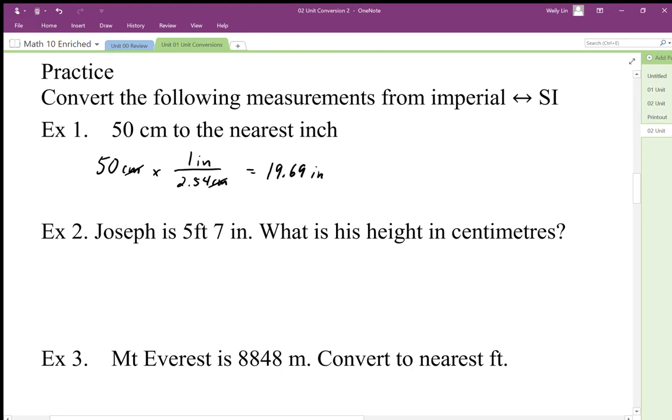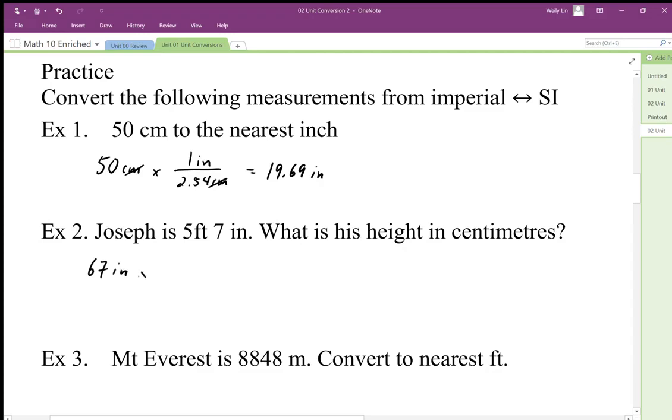Okay, so the height is 5 foot 7 inches, and we want it in centimeters. Now what's important is, well, we could do these separately, but we can't do these together. So one thing that probably is easier to do is convert feet into inches and then make this into 67 inches. So 5 feet is 60 inches. So we're going to convert Joseph's height into all inches. We can't do feet and inches.